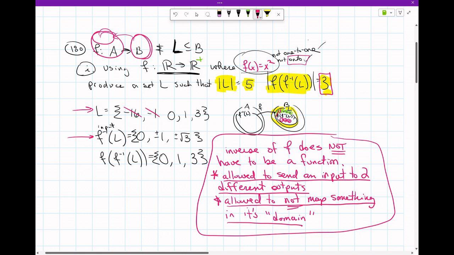So that pretty much finishes off this example that helps you understand why what's in here in L could be bigger than what's in the output of the inverse image of L. So we want to go to a proof now about that, and that's for the next video.